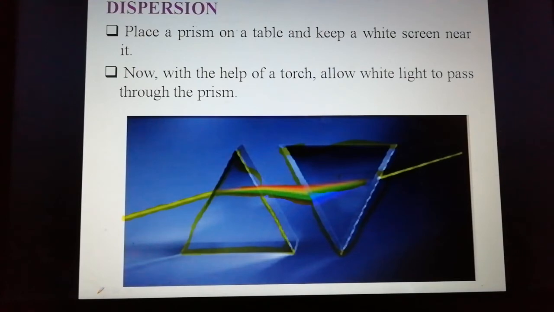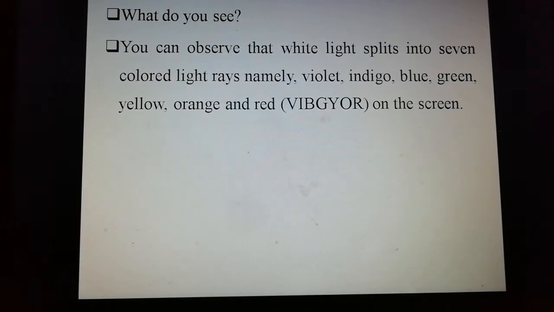Okay students, then next one. What do you see? A white light passes through the prism. You can observe that white light splits into 7 colored light rays, namely violet, indigo, blue, green, yellow, orange and red on the screen. So the white screen shows the 7 colors, shortly named as VIBGYOR: violet, indigo, blue, green, yellow, orange and red.